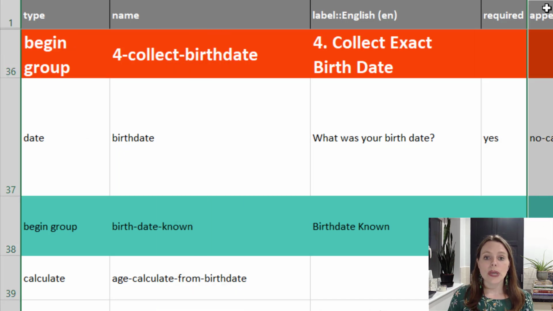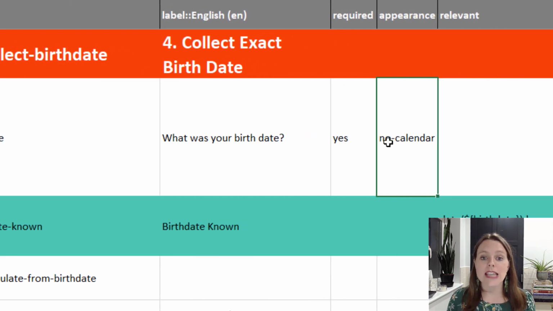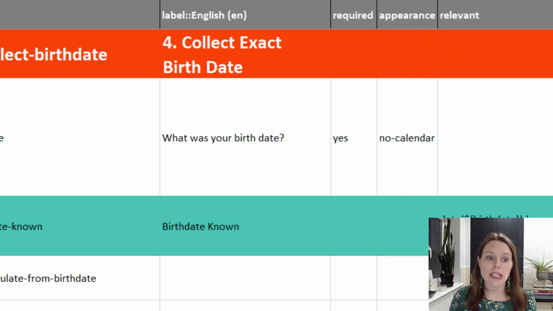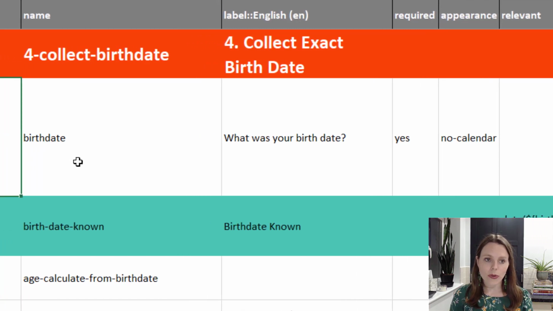Now in your appearance column, okay, so date, the appearance of that date, you can then say no calendar. Okay, and that is a little bit of a nicer way to enter the data rather than them having to swipe back and forth through a calendar. You can just have them choose the month, day, and year. So that's just an appearance that I recommend is really nice when you're collecting a date for a birthday.